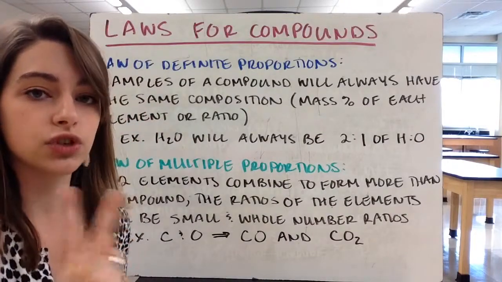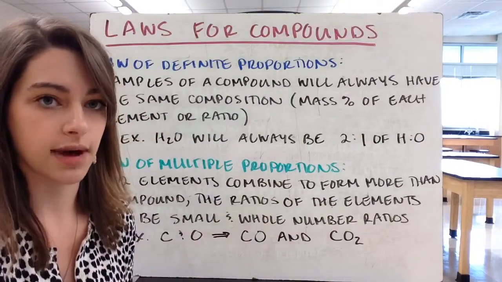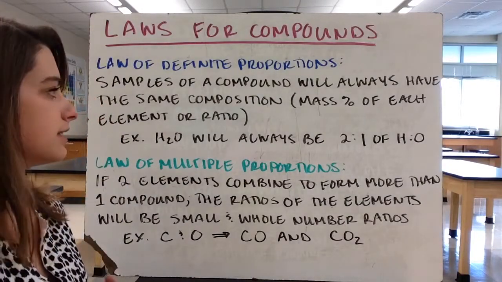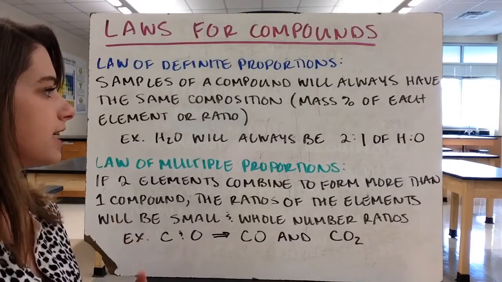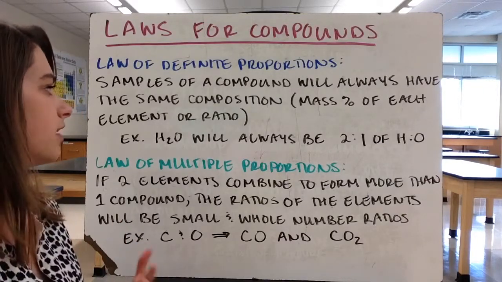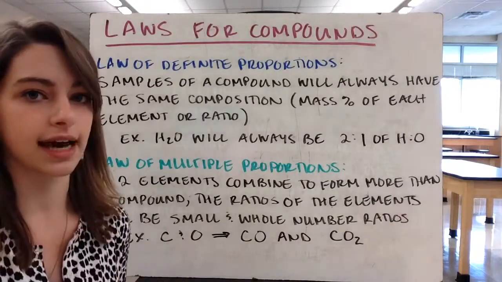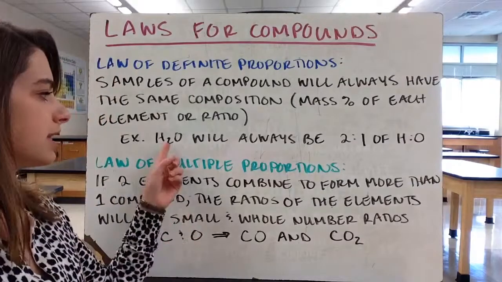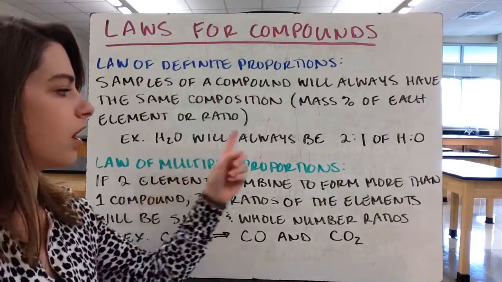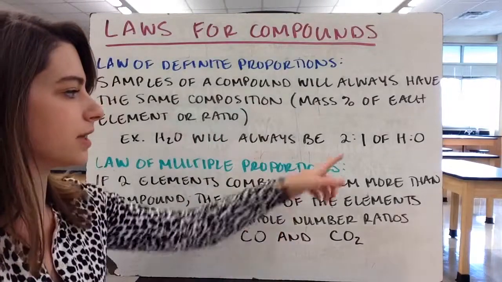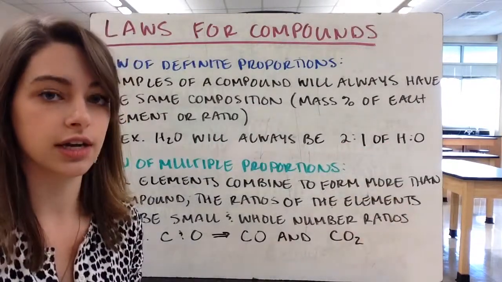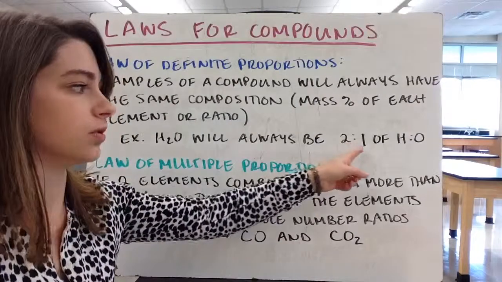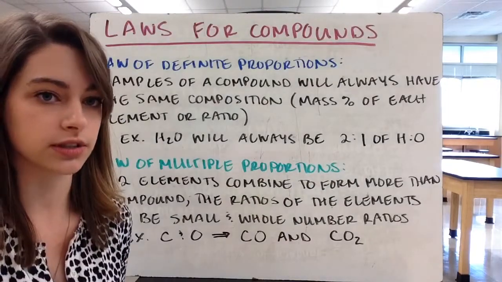As I mentioned before, we have two laws that govern what our compounds can become. The first one is our law of definite proportions, and that law says that samples of a compound will always have the same composition, or the same mass percent of an element or a ratio. So those are things we can calculate. We can calculate the mass percent of the different elements in a compound. An example of this is water. We know the formula is H2O, and all samples of water will have a ratio of 2 to 1 for the hydrogen to oxygen. If it doesn't, it's no longer water. In order for it to be water, it has to be in that 2 to 1 ratio. That's the law of definite proportions.